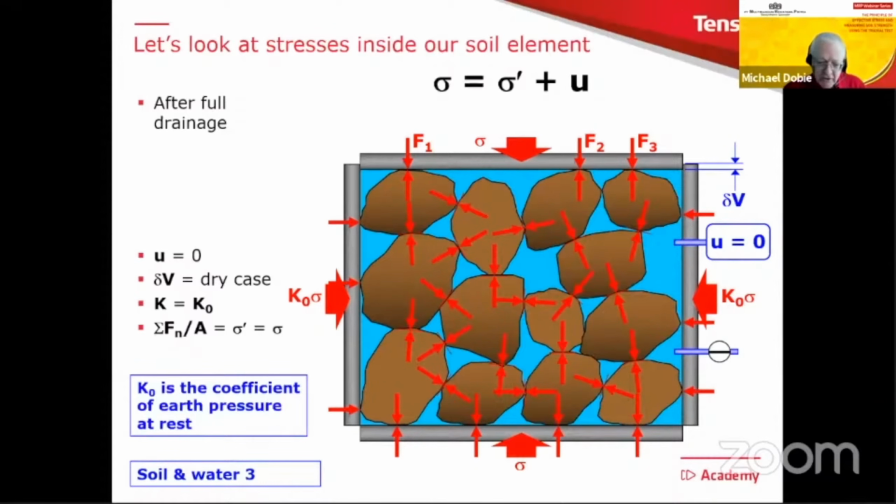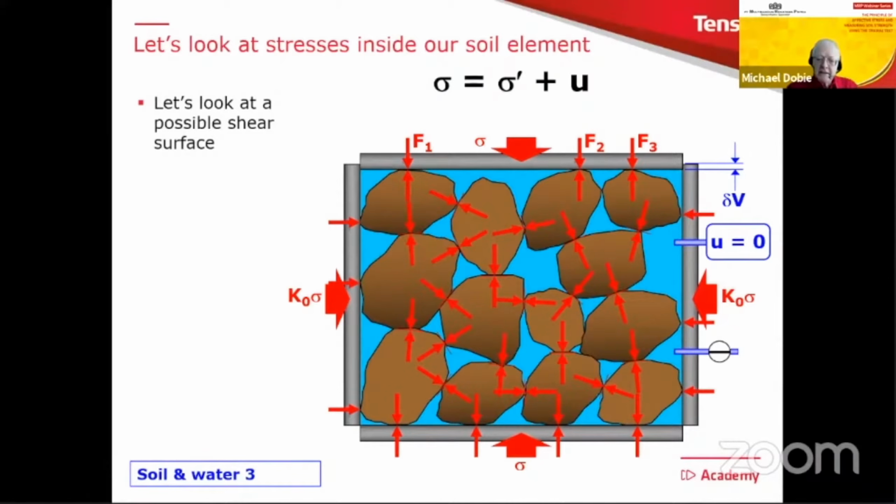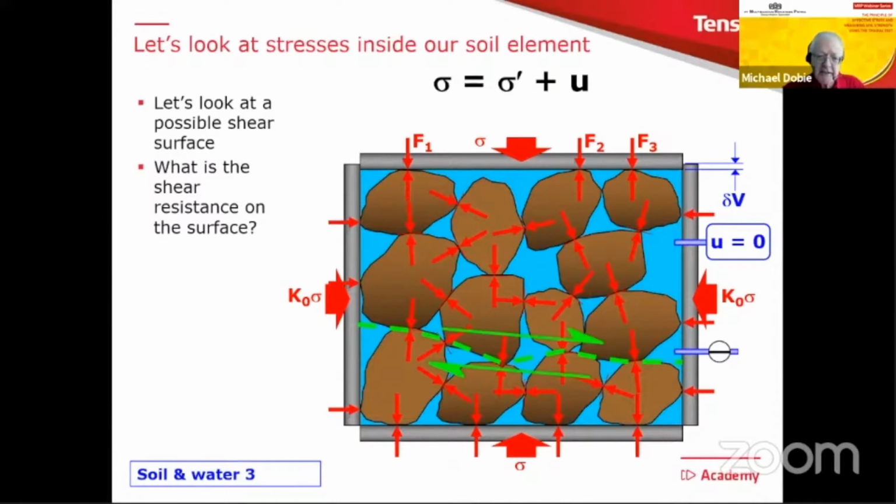K0 is this term, the coefficient of earth pressure at rest, something we talked about in the first webinar. Again, if we now look at a possible shear surface, there it is. And we look at the shear resistance there. And what is it? Well, it's now going to be the effective stress sigma dash times the friction between the soil grains. In fact, it's the same as the dry case.